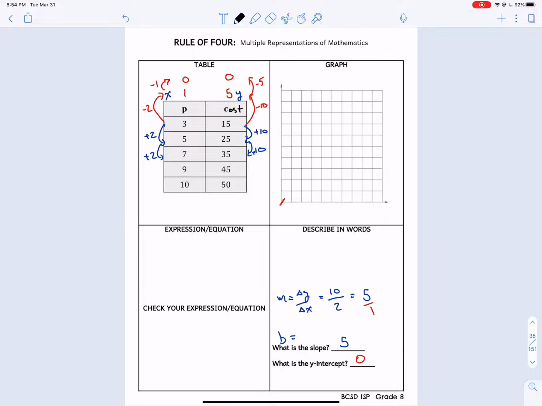Whatever you want. Anything that starts with P. Potatoes. 3 pounds of potatoes for $15. I'm not sure. Whatever you want to do, it's up to you. So it is proportional though.